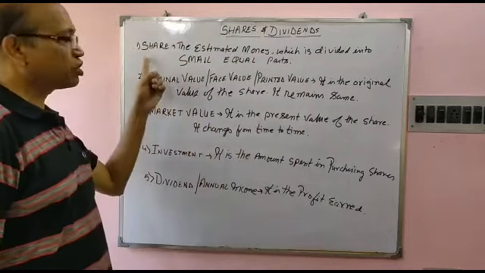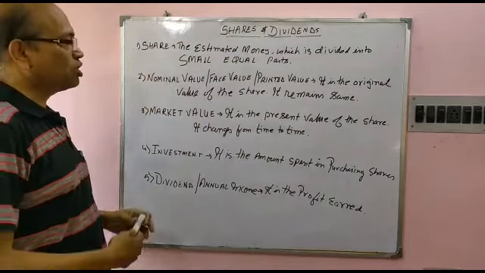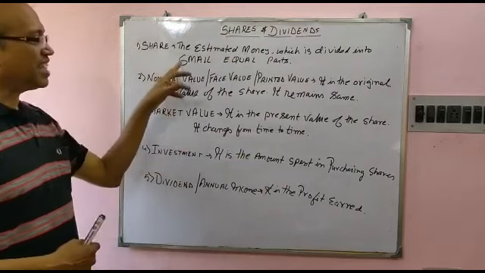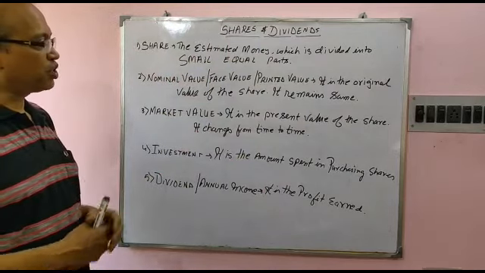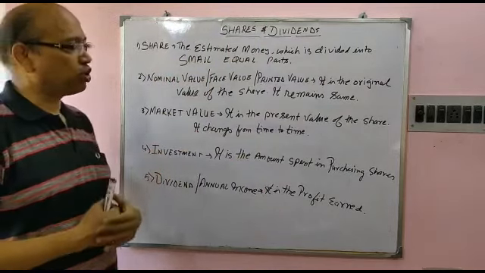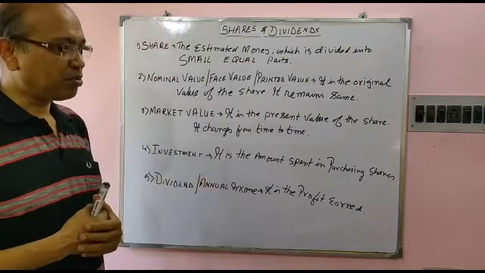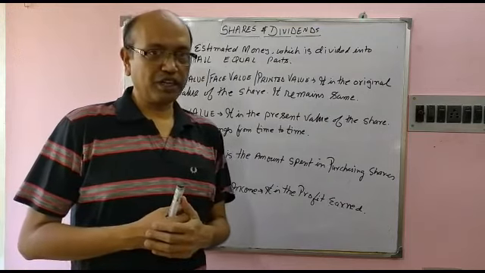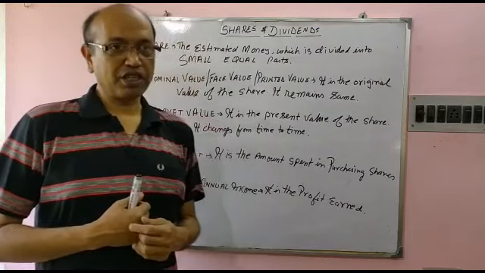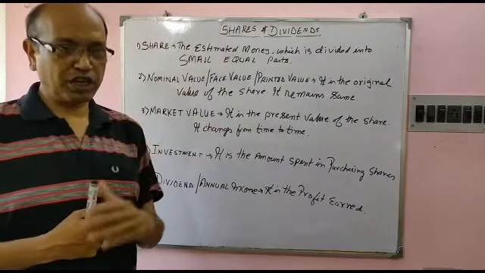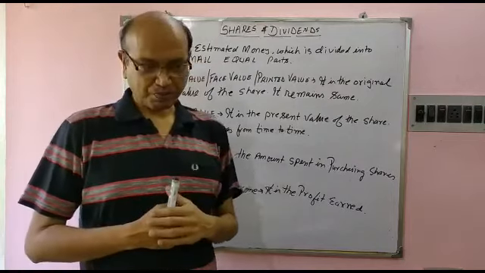The first is share. What is a share? The estimated money which is divided into small equal parts. What do you mean by estimated money? It is the money that is required to start a business. For example, I want to give you a small example.